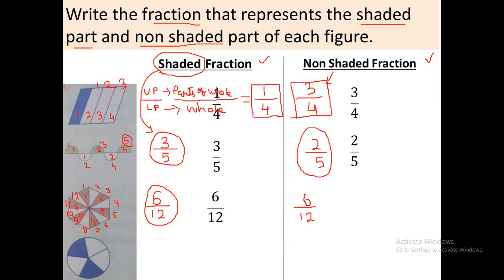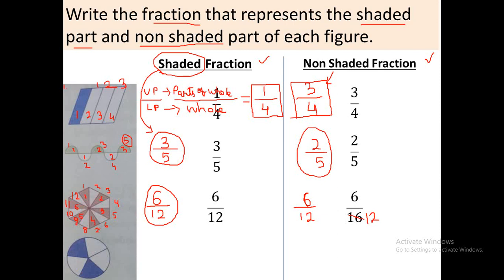So in the upper part I will write parts of whole. How many are non-shaded? 6 equal parts are non-shaded, right? So 6 by 12, right? Here it has been written 16 by mistake. So it should be 12, right? Now go to the next figure.